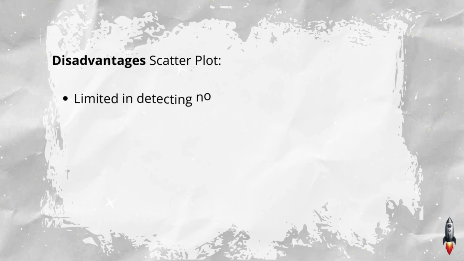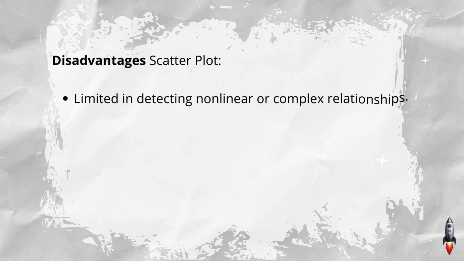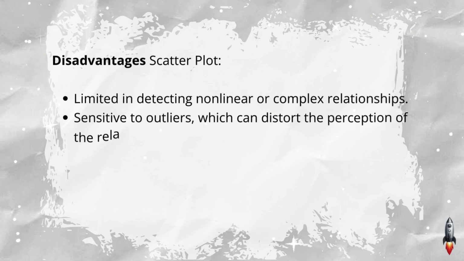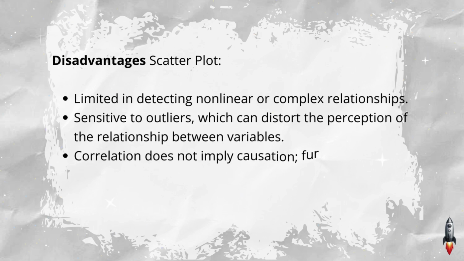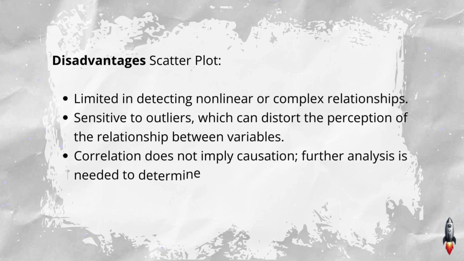Disadvantages of scatter plot. Limited in detecting nonlinear or complex relationships. Sensitive to outliers, which can distort the perception of the relationship between variables. Correlation does not imply causation. Further analysis is needed to determine causal relationships.